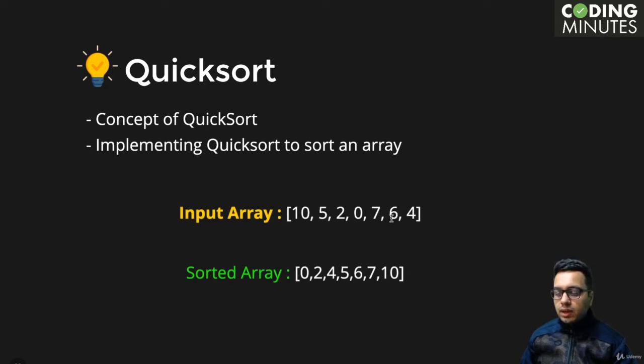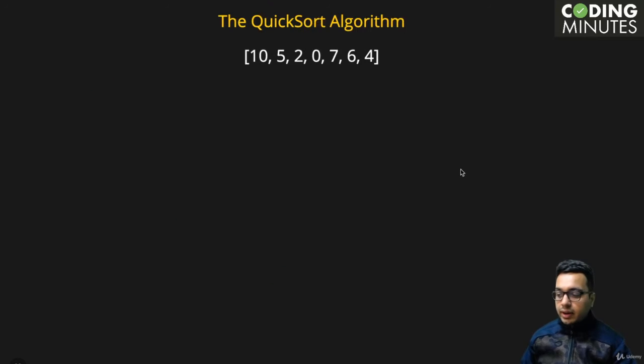Given an input array which is unsorted, it will help us to sort this array, and its average case time complexity is order of n log n, and in the worst case it can take up to order n square time. But it's one of the very popular sorting algorithms you must learn. So let's see how this algorithm works. One thing to remember is it's a divide and conquer algorithm, similar to merge sort.